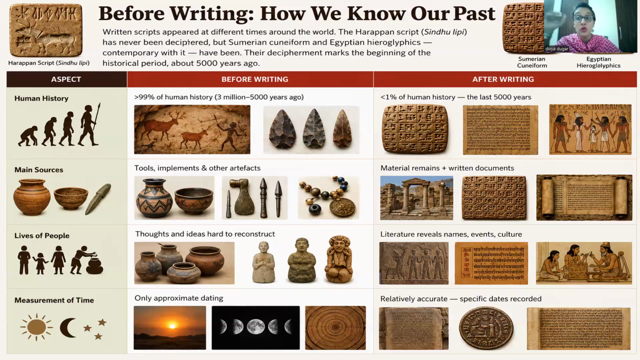So this was the period before writing. But you should know properly which different writing scripts were introduced. The Harappan script was called Sindhu Lipi, the Sumerian script was cuneiform, and the Egyptian script was hieroglyphic. Now children, let's go to the next slide.